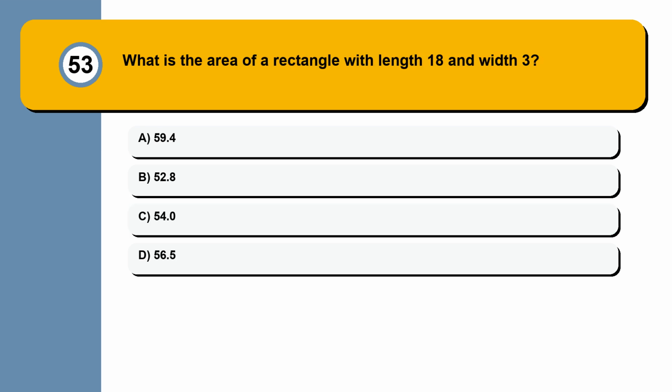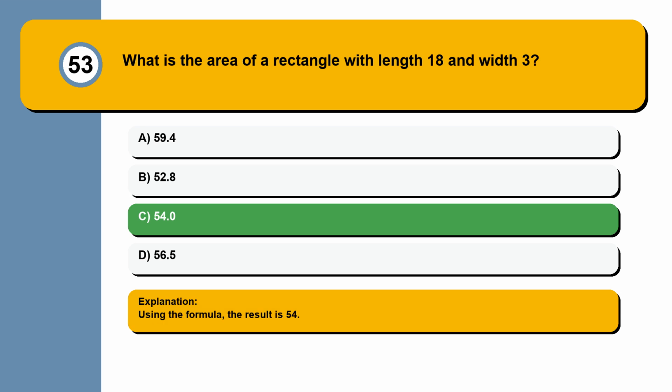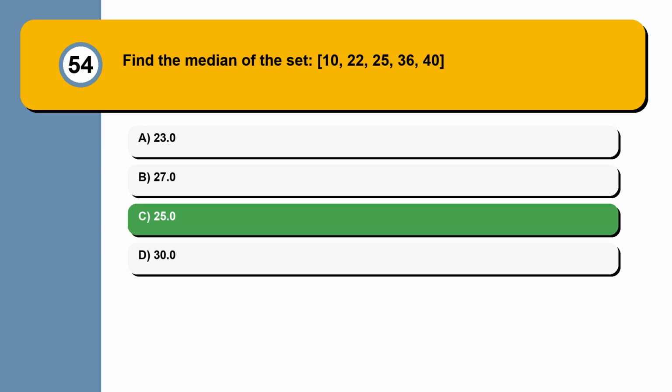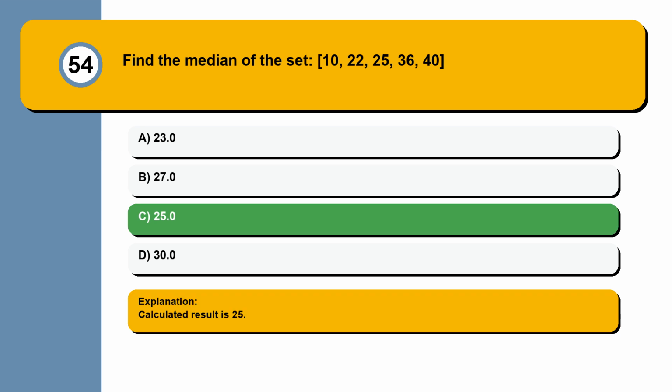Question 53. What is the area of a rectangle with length 18 and width 3? 59.4, 52.8, 54.0, 56.5. Using the formula, the result is 54. Question 54. Find the median of the set 10, 22, 25, 36, 40, 23.0, 27.0, 25.0, 30.0. Calculated result is 25.